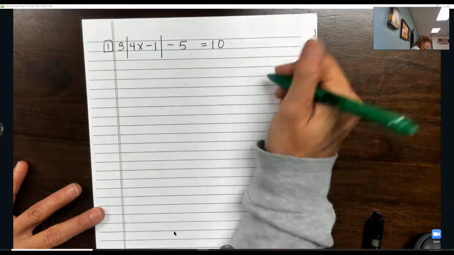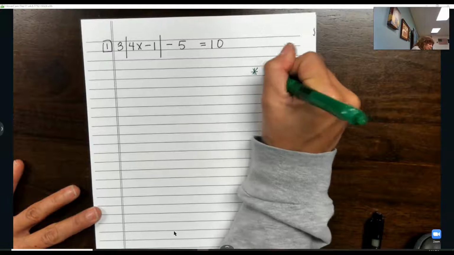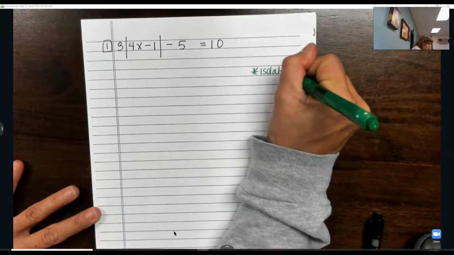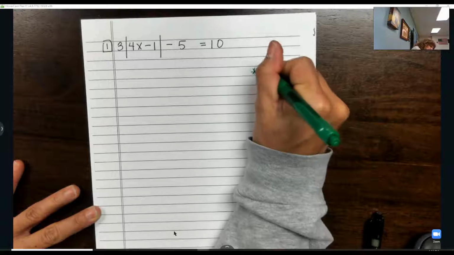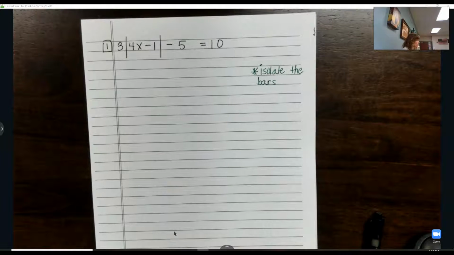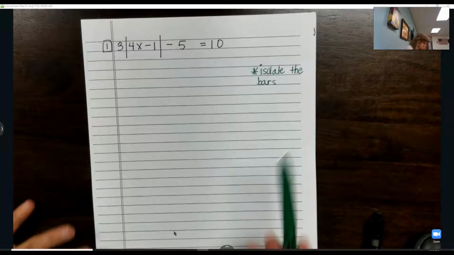So the first step, what we need to do is isolate the bars. Please write this down, because here's what I have seen mostly. I have seen you do this with me, and you're all good, and I'm walking you through this, but when you go and do it by yourself, you might get tripped up. Please write down these steps with me.